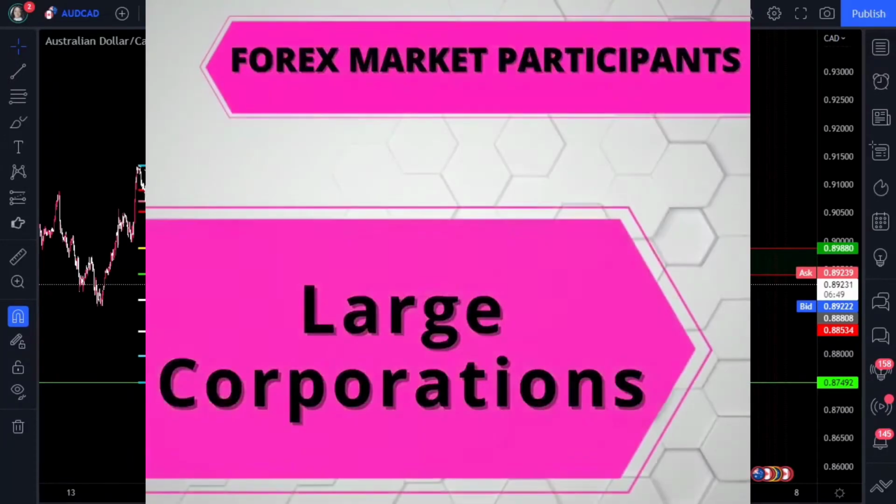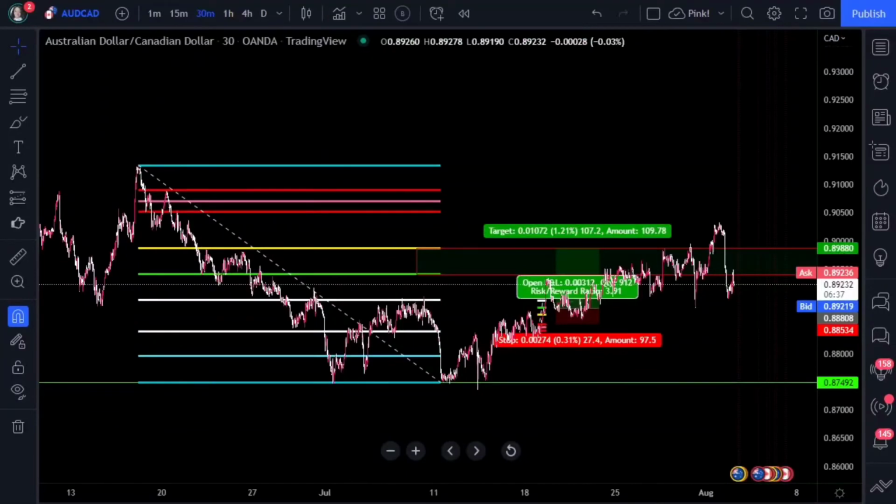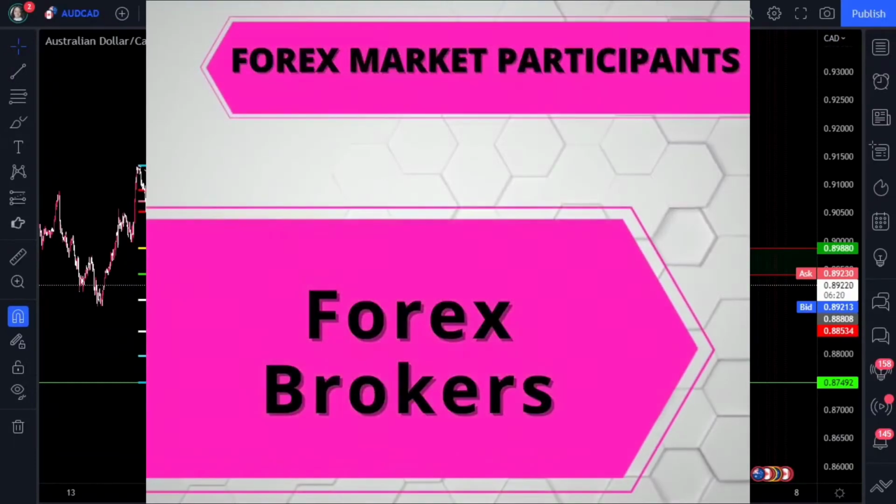Then we have large corporations who engage in foreign economic activity. They use Forex to exchange national currencies into foreign currencies, conduct short-term deposits, and hedge their future deals. Then we have investment and hedge funds who carry foreign assets, invest and place investors' funds into different domestic and foreign securities.